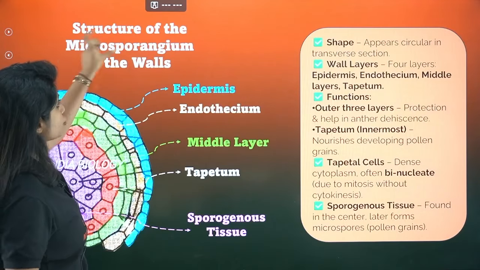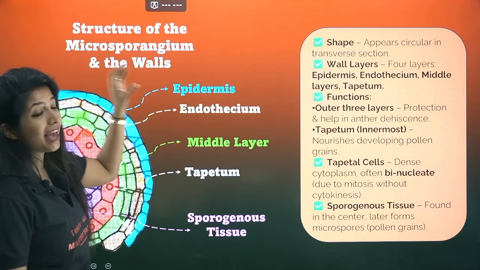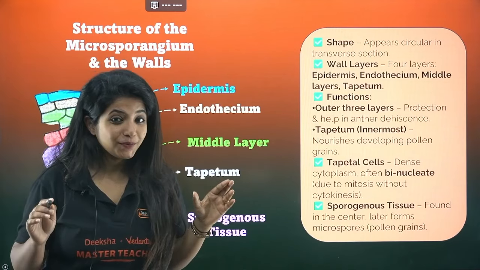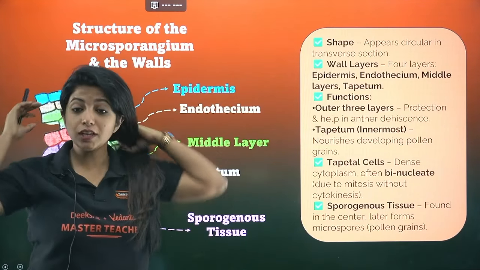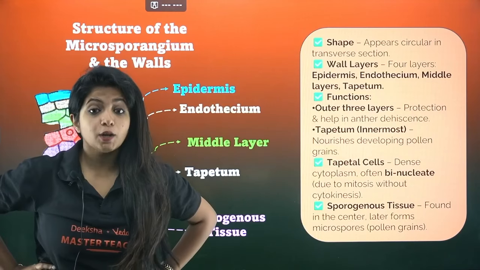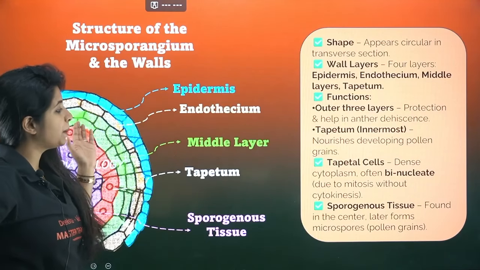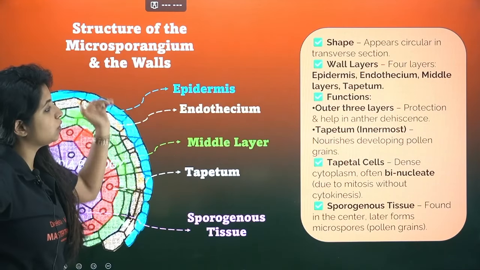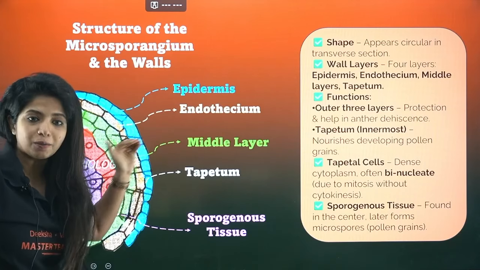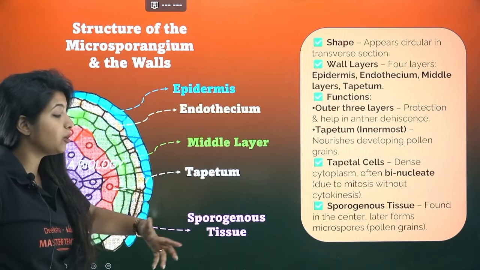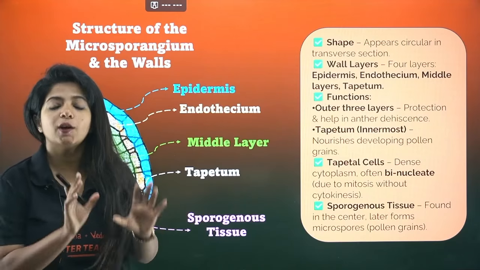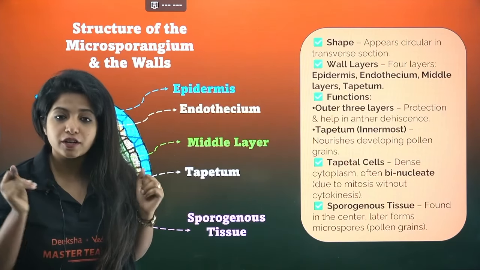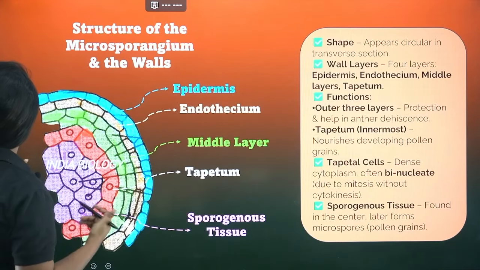Now, the structure of the microsporangium and the walls. So listen to me. When I say that you have a microsporangium, you need to know the structure of it. This particular picture is super important for you. They can ask you the order in which the walls are placed. They can ask you which wall is there for nourishment, which wall is there for protection, and all of it. So we should know their function also. So listen to me carefully.